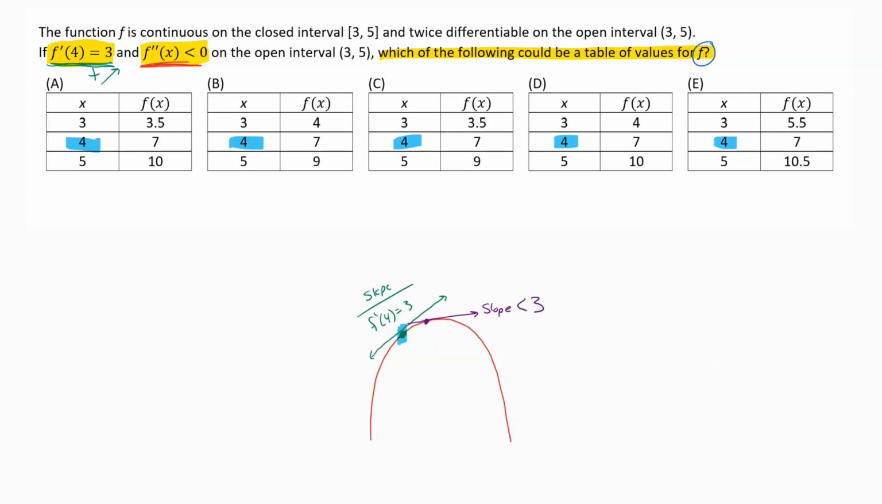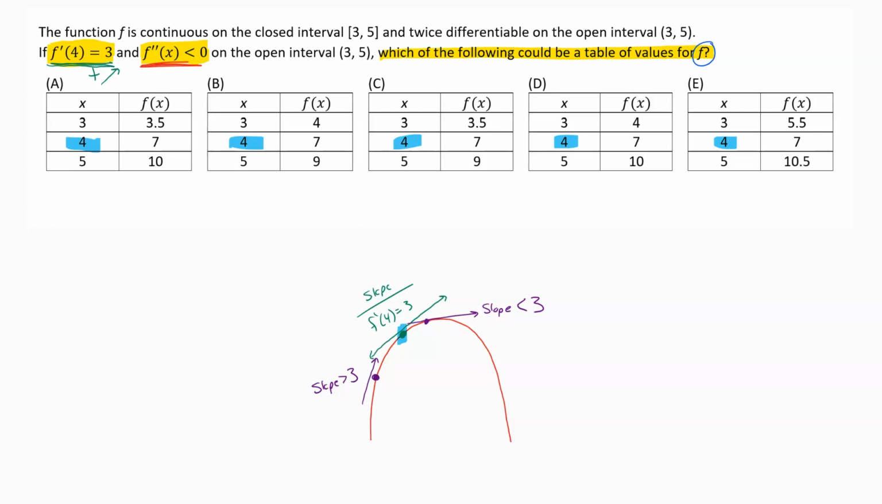Then when I've got a concave down graph, my slopes are getting smaller as I move along from the left to the right. That also tells me that before that point there, my slope before that has to be bigger than the slope at my point. So the slope before it needs to be bigger than 3.